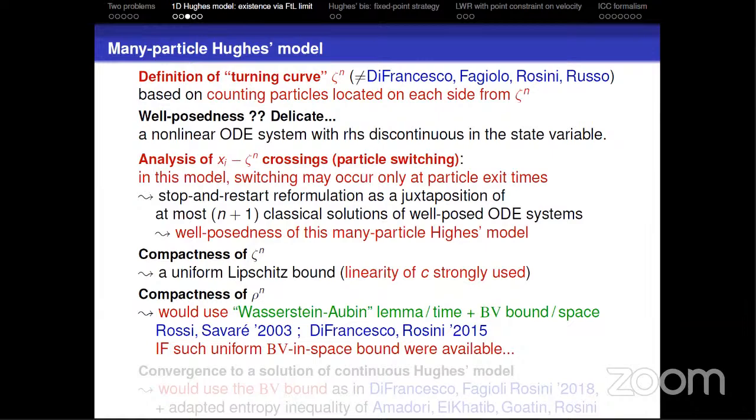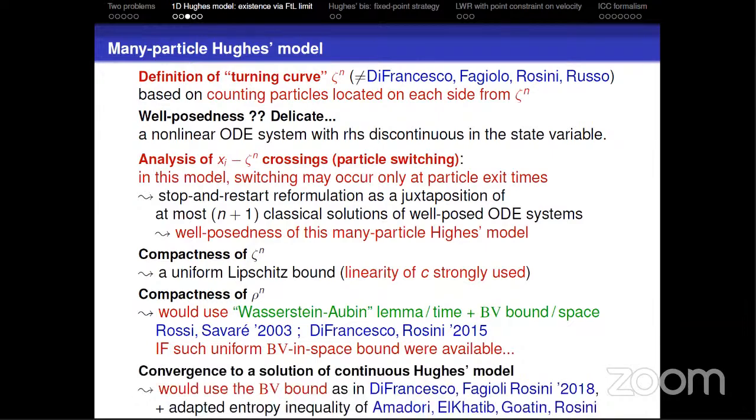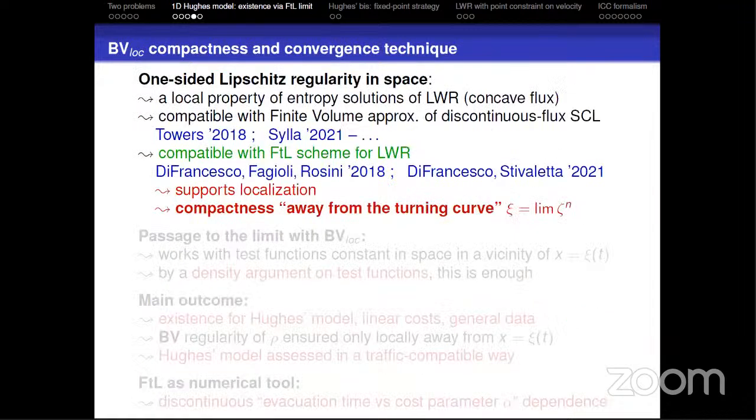And so what we did is actually to go to local compactness arguments. But stop for a second. Imagine that this works and then convergence would use again the BV bound following the way paved by the Di Francesco–Fagioli–Rosini work. And then we add on top the adapted entropy inequality for the Hughes model of Debora Amadori, El Khatib, and Rosini, and then you end up with convergence. Now, this is the theory, and the practice will be to use BV loc compactness and also BV loc convergence, because BV was used in both, in compactness and in convergence.